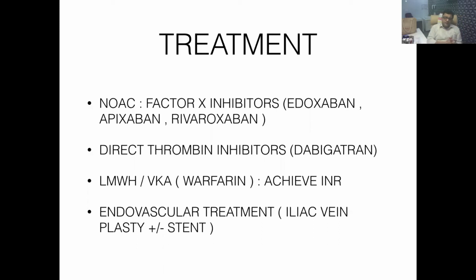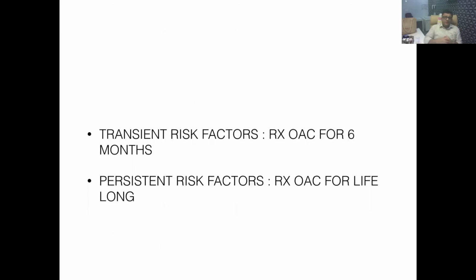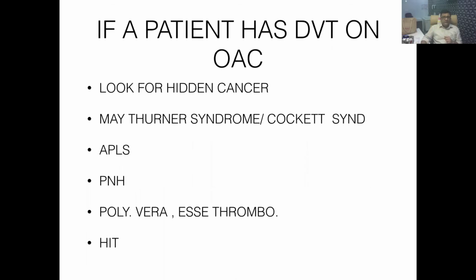In those cases in which there is a recurrent DVT in the same leg, iliac vein stenosis is the main culprit, and we should treat this iliac vein stenosis with the help of angioplasty, with or without a stent. If there are transient risk factors, we should give anticoagulation for 6 months. But if there are persistent risk factors like antiphospholipid syndrome, May-Thurner syndrome, in which the etiology is not correctable, or active cancer, we should give anticoagulation for the whole life.